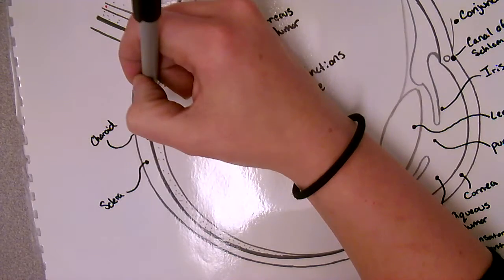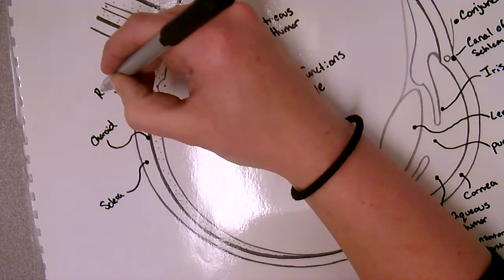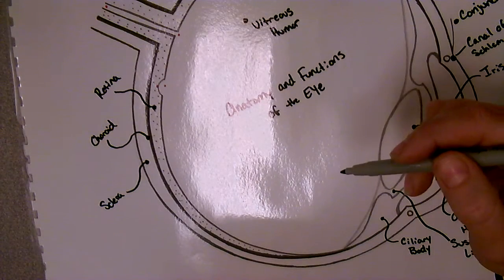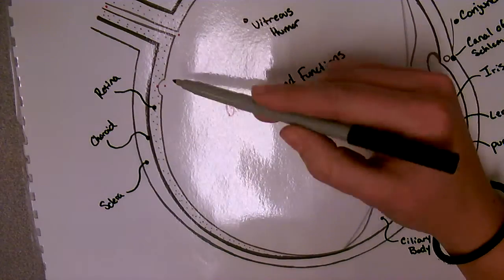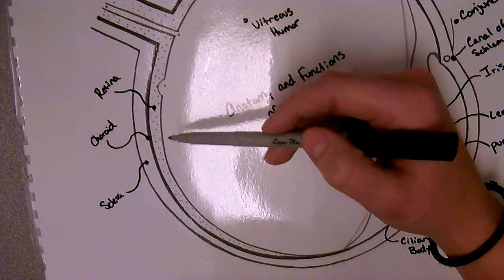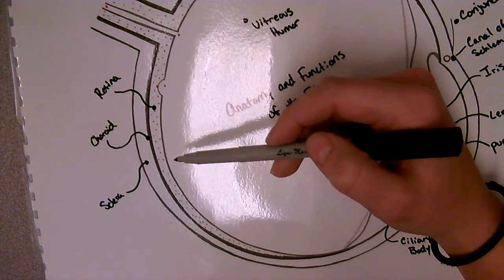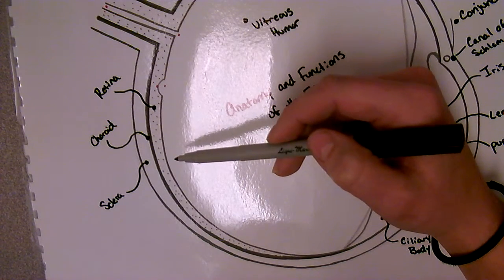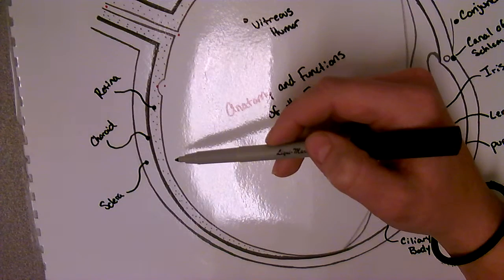This area right here with all these dots is the retina. And the retina is the inner lining of the back of the chamber of the eye that contains all the layers of nerve cells that receive light rays that enter through the pupil. And it converts these light rays into electrical impulses, which are relayed to the brain via the optic nerve.